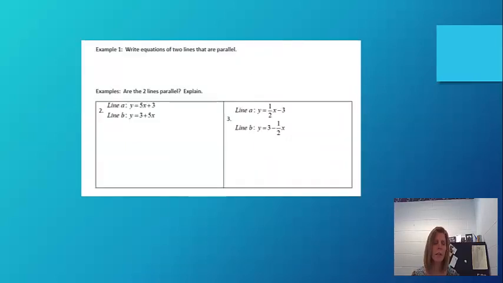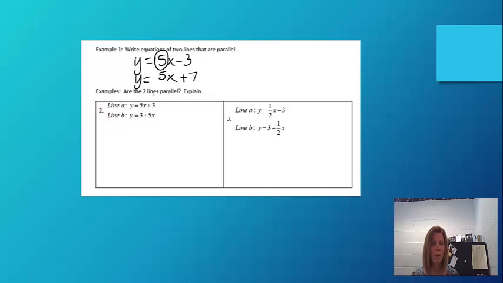Okay, so first example is to write equations of two lines that are parallel. So you can start with whatever line you want. Let's just say I started with y equals 5x minus 3. Alrighty, so in order for two lines to be parallel, they have to have the same slope. So I just need to recognize what the slope is. The slope is 5. And so when I go to write another equation, I just need to make sure the slope is still 5. So I can put 5x, and then I can put absolutely whatever I want. I think I'll put plus 7, but we really can put anything as long as the slopes are the same.